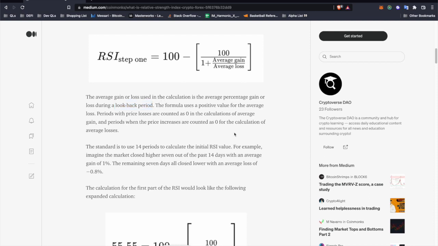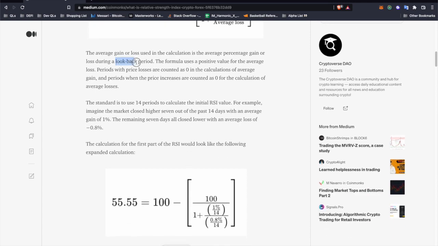So the formula uses a positive value for the average loss. Periods with price losses are counted as 0 in the calculations of average gain, and periods when the price increases are counted as 0 for the calculation of average losses. The standard, when it comes to look-back periods, right, is to use 14 periods to calculate the initial RSI value.